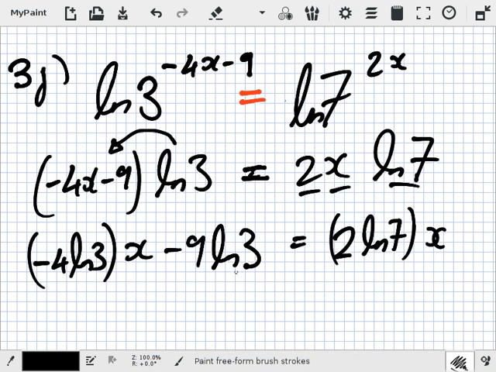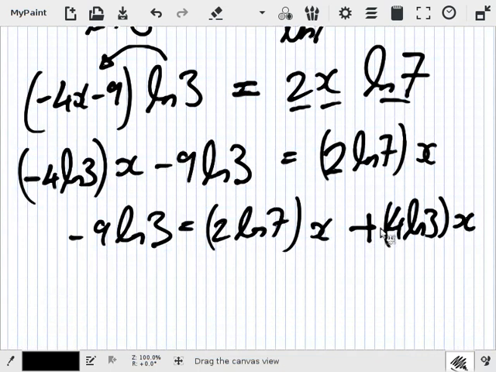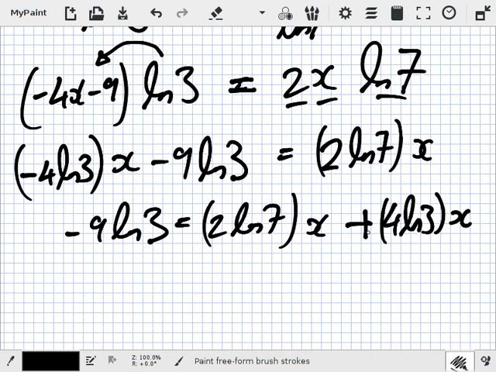I'll move the x's to the right. So I'll have minus 9 log 3 on the left equals 2 log 7 x plus 4 log 3 x. Now, I just check, is that okay with people here? Is okay? Yeah. Yeah, sure? Okay. What could I do next now? What do you think? So you see, we kind of have 2 x's, don't we? Better if we had 1 x. Well, so what can we do about that?